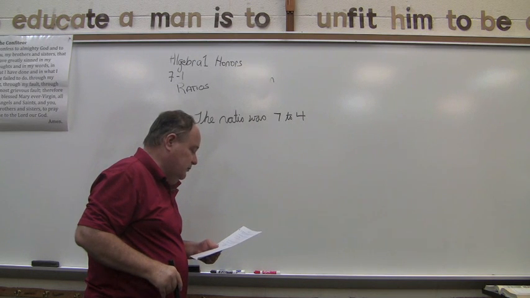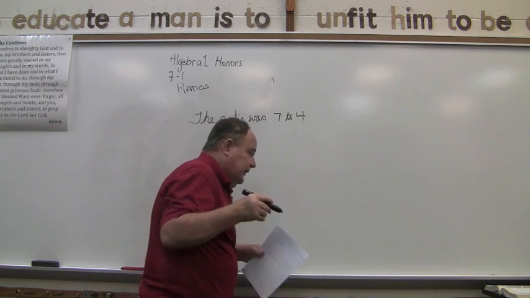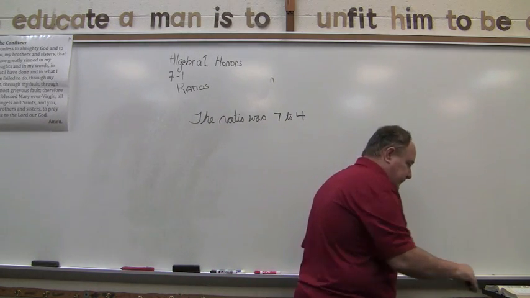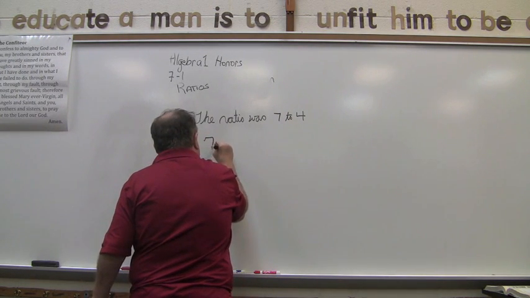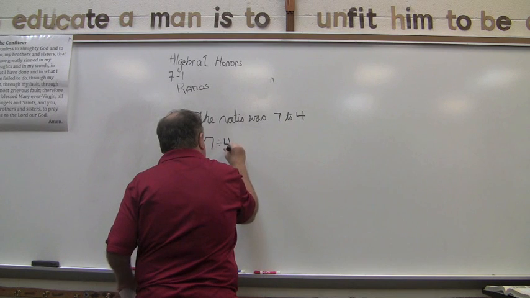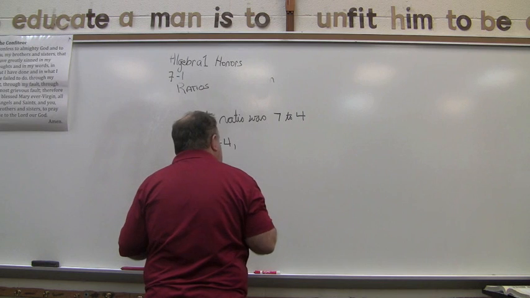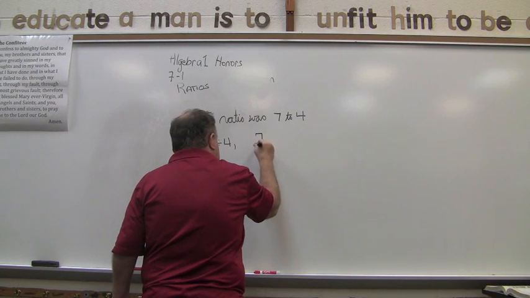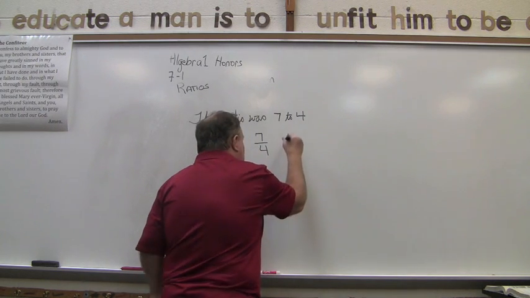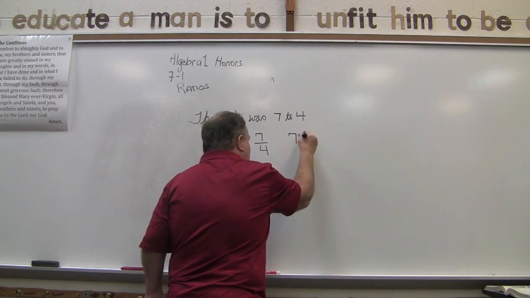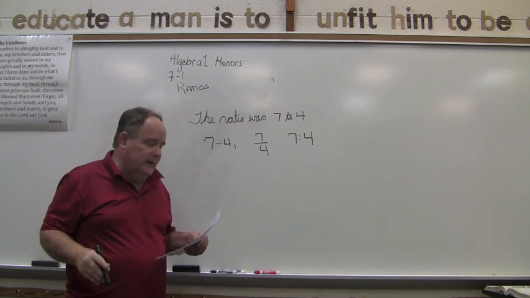I can write this in 3 different ways. I could write it using a division sign, like this: 7 divided by 4. That's one way to write a ratio. Another way is as a fraction, 7/4, or I could use a colon, 7:4. These are the 3 different ways that you can write a ratio.